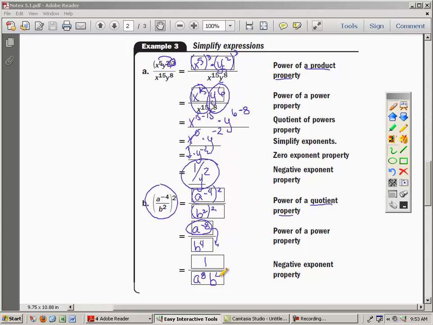And then b to the 4th, since this is b to the positive 4 on the bottom, it stays where it is. If by chance it happened to be a negative power on the bottom, we'd move it back to the top. Now what I was talking about before is there's another method you could probably use here.